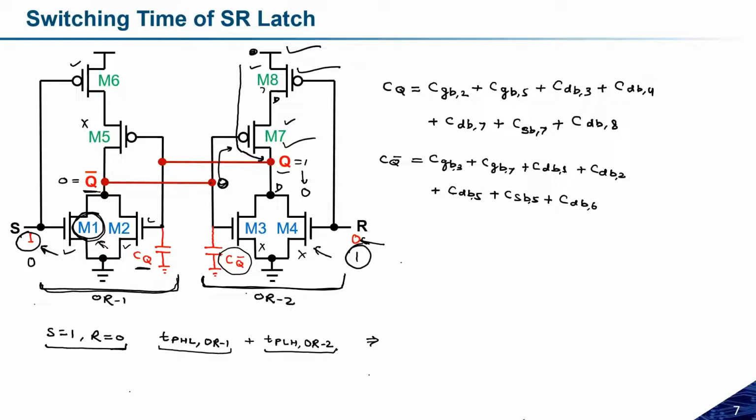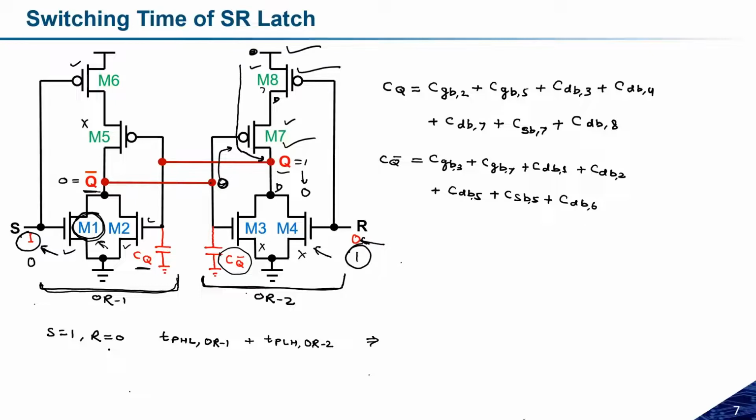So if it is charging, then this will be nothing but TPLH for R2. This low to high transition is possible from R2. That is why we are writing here R2, TPLH R2. Is the answer clear or any doubt? Yes, sir. It is clear.